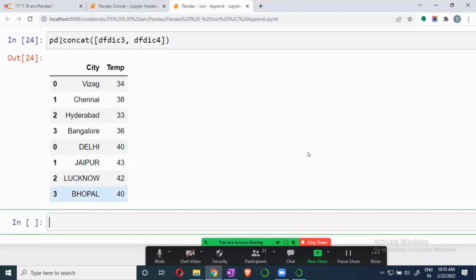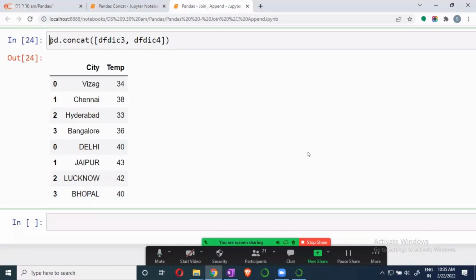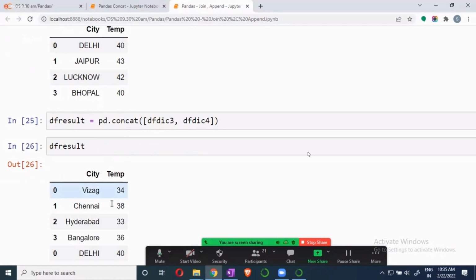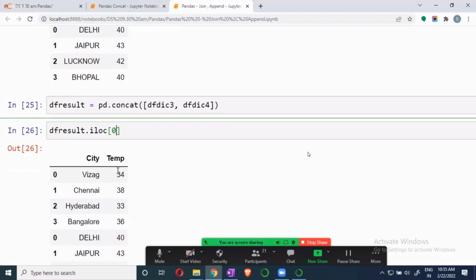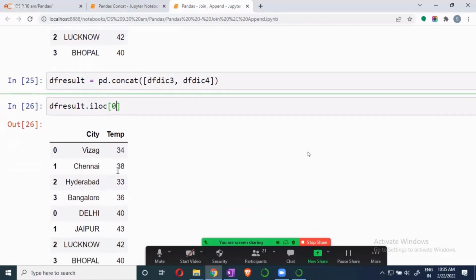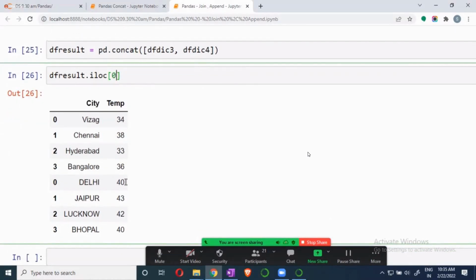Now I am giving it a name over here, df_result. Okay, df_result. Now I am giving it iloc, df_result.iloc of 0. Yes, what will come? An error will come. Say it, what is he saying? What will come? Error. What will iloc do?